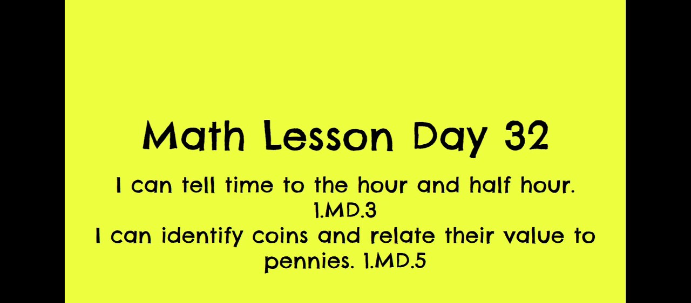Today, we are going to be reviewing telling time on a clock and identifying coins. Take a look at our I can statements. We have two today. The first one says, I can tell time to the hour and half hour. The second one says, I can identify coins and relate their value to pennies.